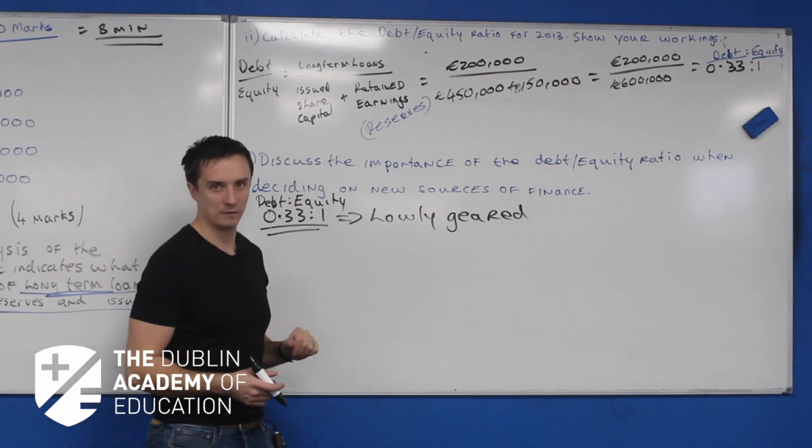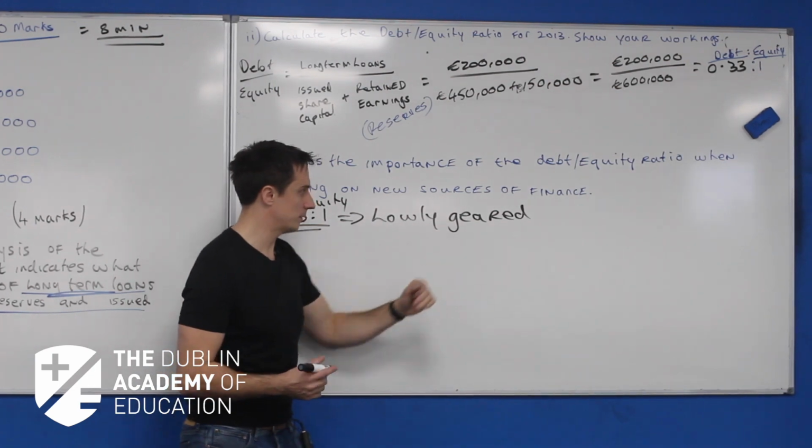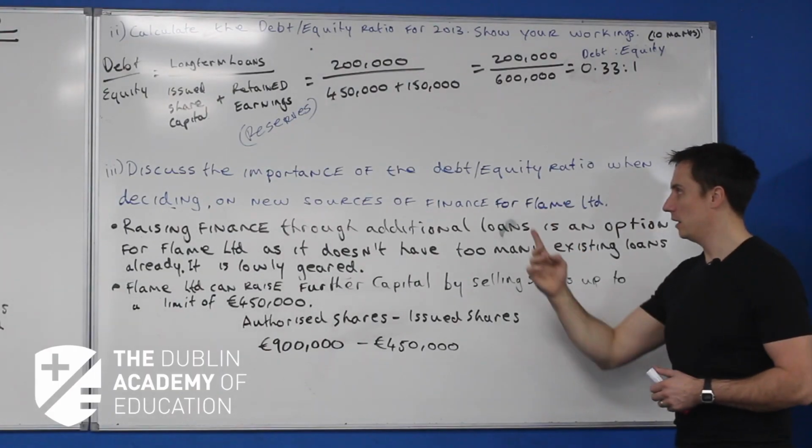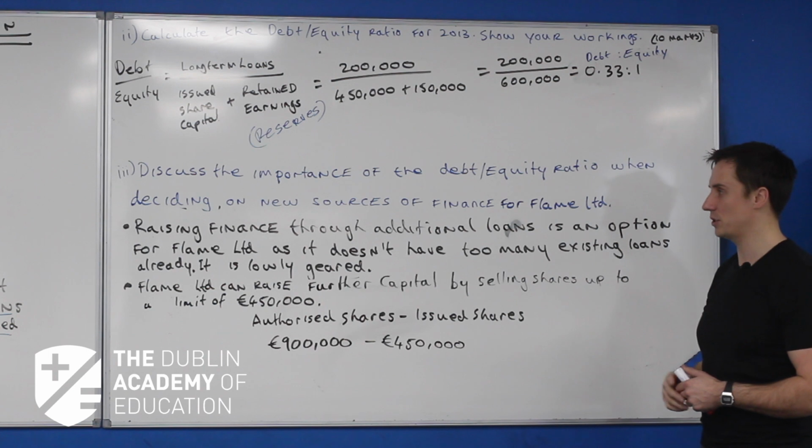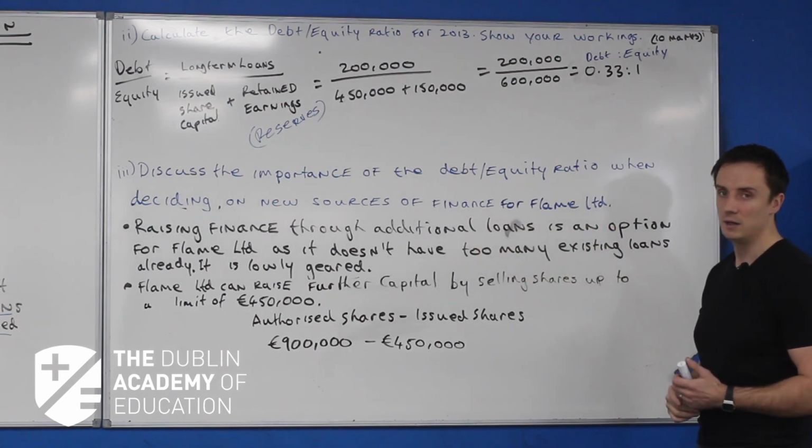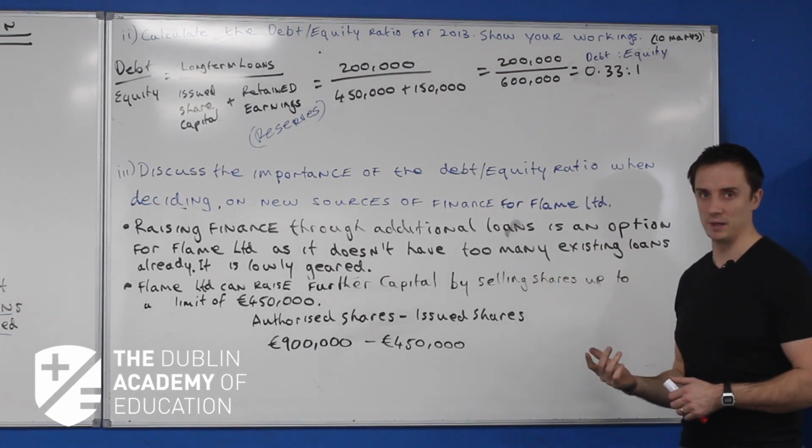So that's the first point to look out for. So I'll write it up here on the board now. Next part of this question is that they want you to discuss the importance of the debt equity ratio when deciding a new source of finance for Flame Limited. So what they want you to be able to do is to advise Flame Limited on what they should do.